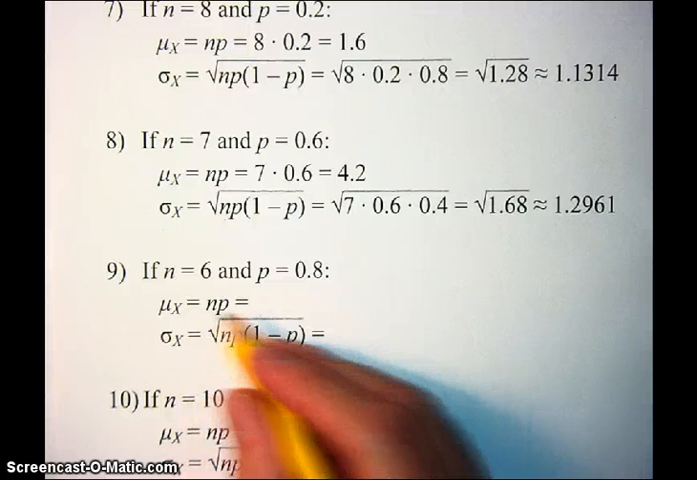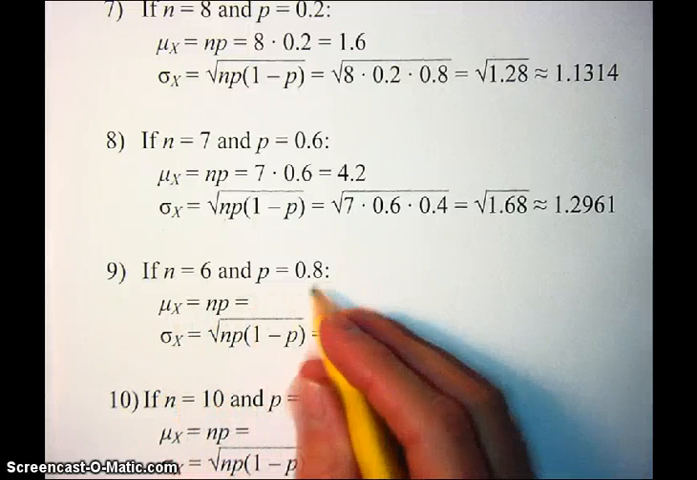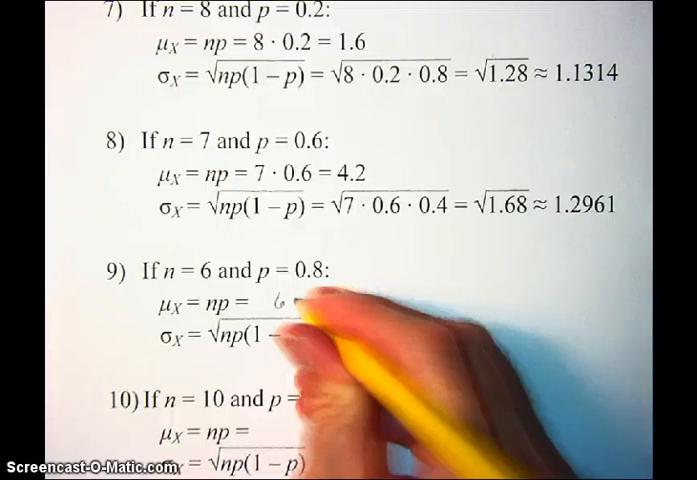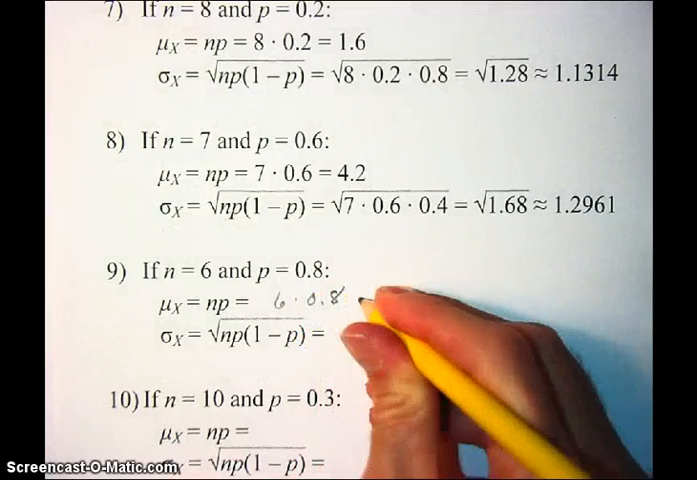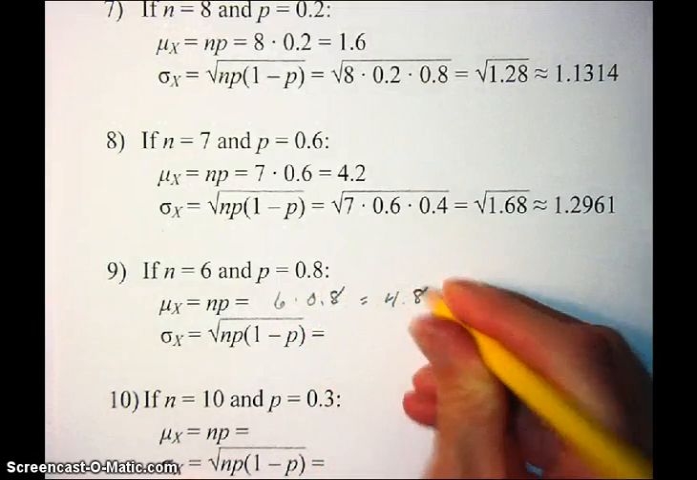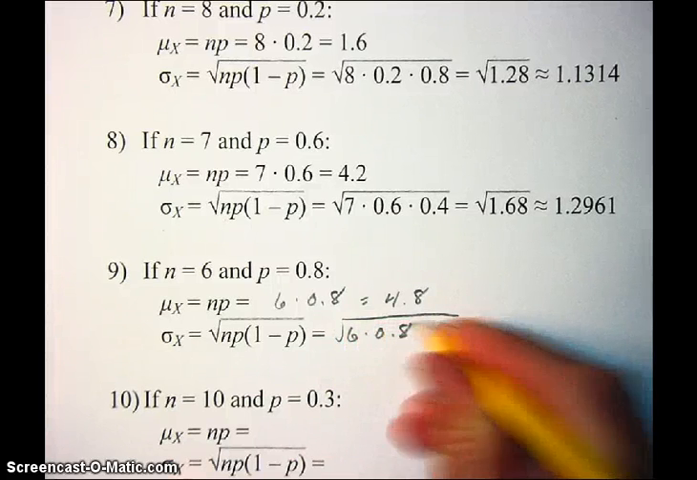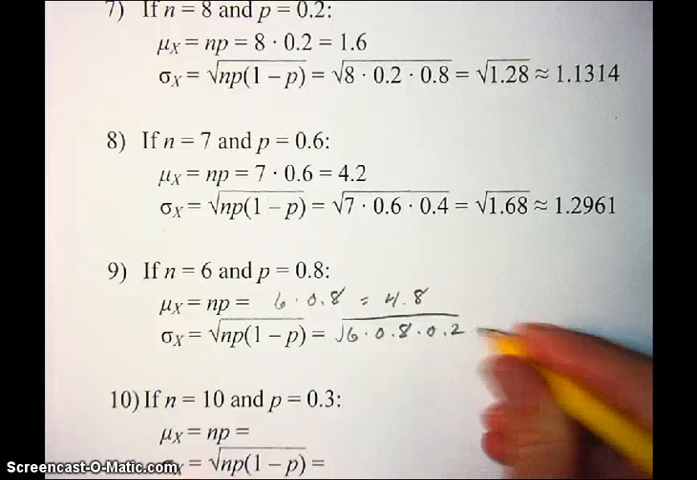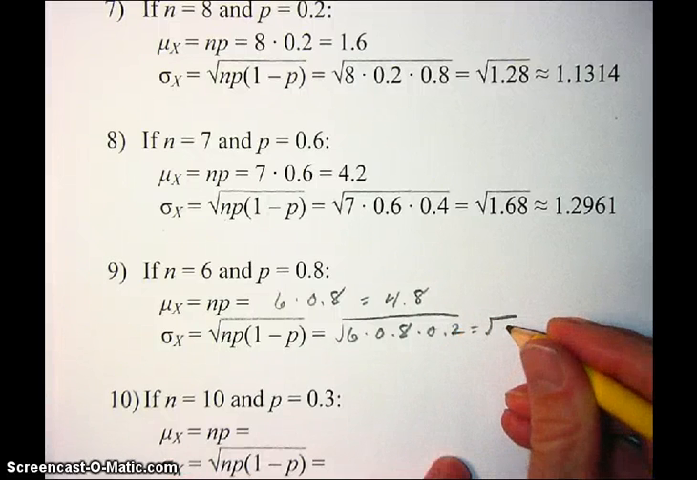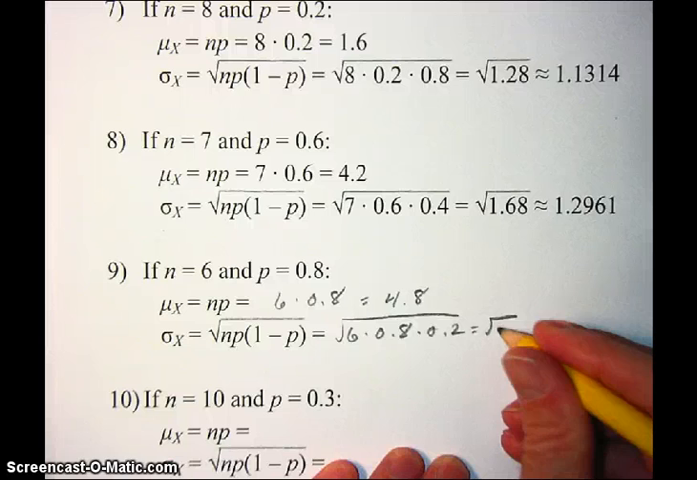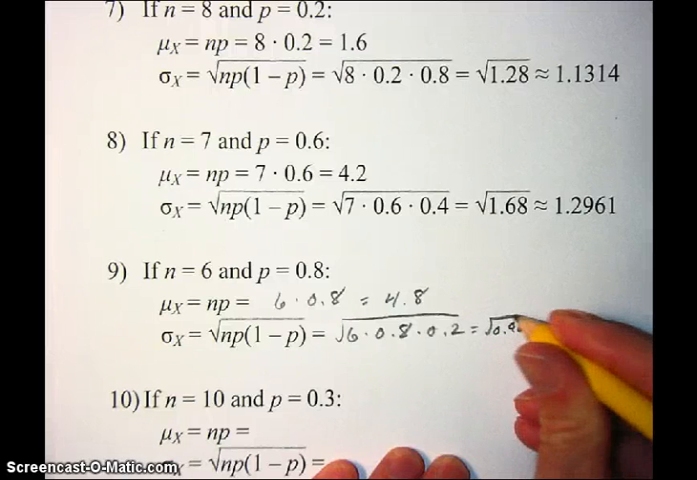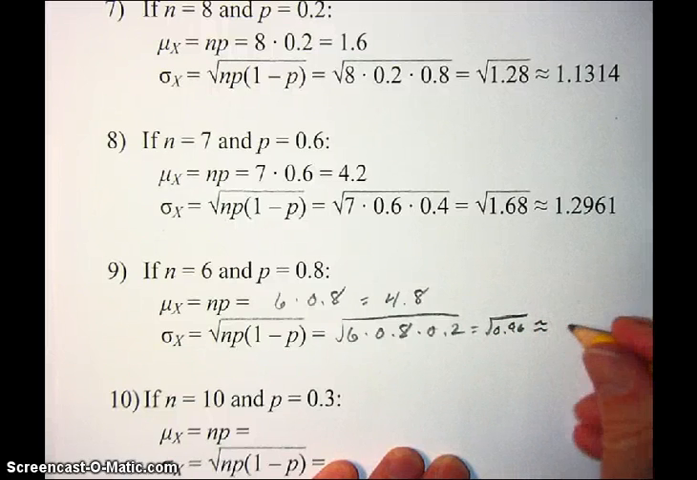On this one, where n is 6 and p is 0.8, np is just going to be 6 times 0.8, and your mean is 4.8. Your standard deviation is the square root of 6 times 0.8 times 0.2. That is the square root of 0.96, and that is approximately 0.9798.